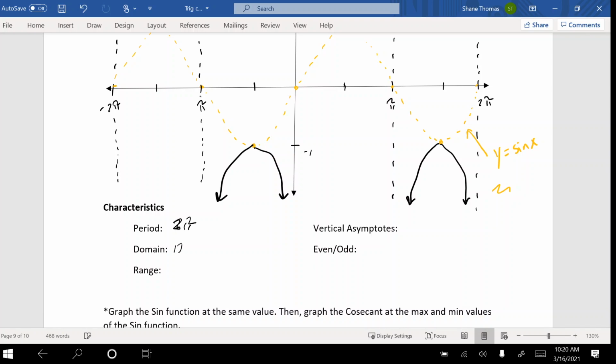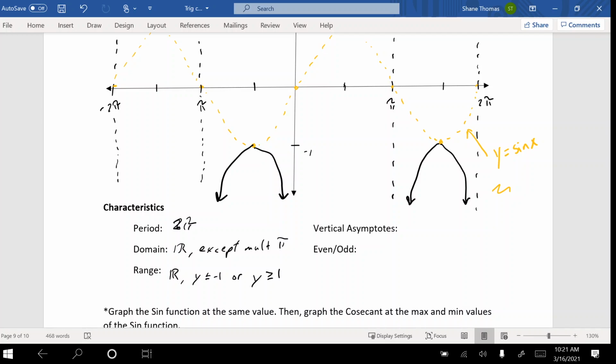My domain, all real, except multiples of pi. And that's where we have our intercepts at again. Range, this is where your range is a little bit different. It's all real, but y is either less than or equal to -1 or greater than or equal to +1.